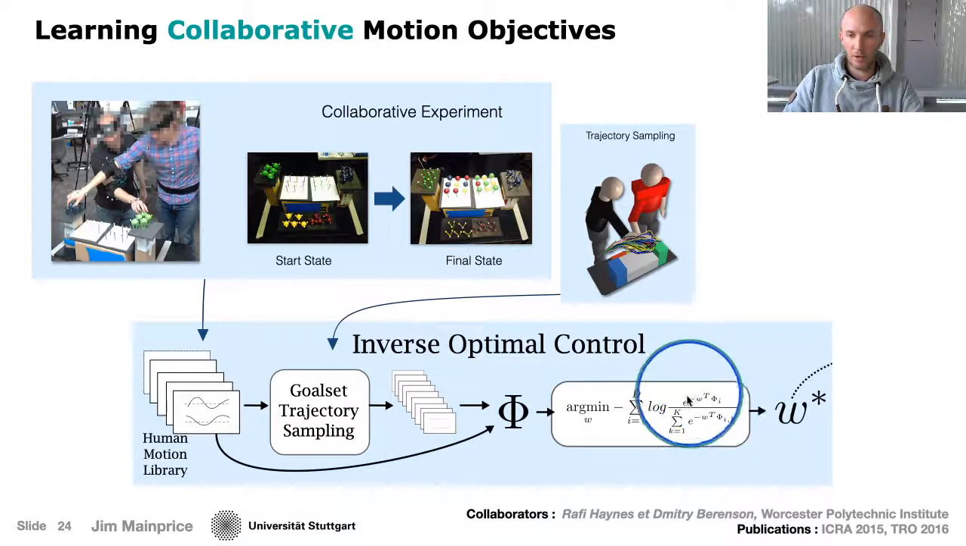to maximize the likelihood of the demonstration divided by the probability of all the trajectories to be there. So we want to find a weight vector, an optimal weight vector, that maximizes the likelihood of our demonstration.